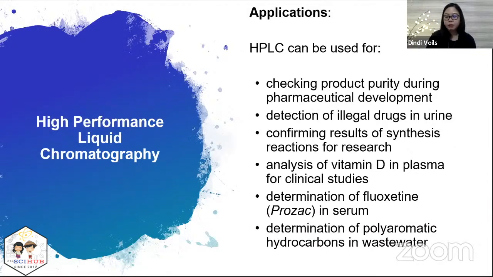So generally speaking, if your solution is less volatile, HPLC is the way to go. Like salts, inorganics, and more complicated structures, HPLC is usually the way to go, not GC.